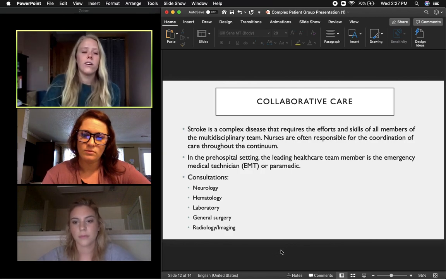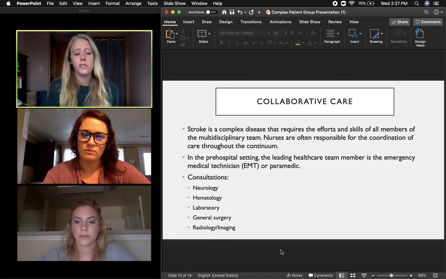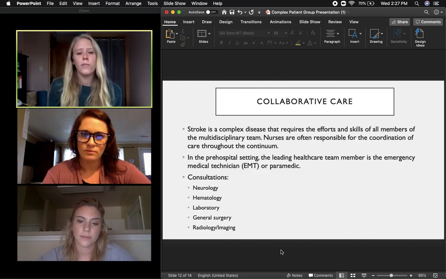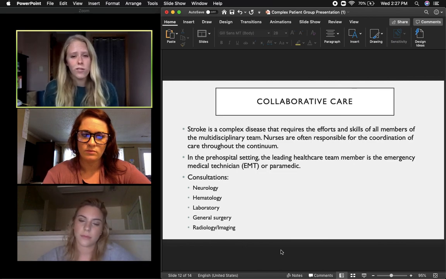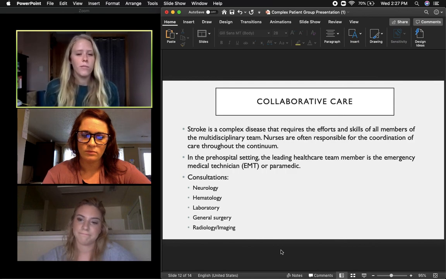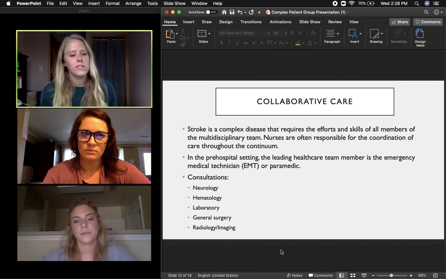MRI is another test that's done often, and it produces very accurate pictures of the brain and its arteries, and it can detect a wide variety of brain and blood vessel abnormalities, and can usually determine the area of the brain that is damaged by an ischemic stroke. Angiography is also a lot of times used to closely examine the blood vessels of the brain and the blood flowing through them. This looks for narrowing or blockages in the blood vessel. And ultrasound is usually used to see if there's narrowing or blockage in the carotid arteries that could put the patient at high risk for a stroke.